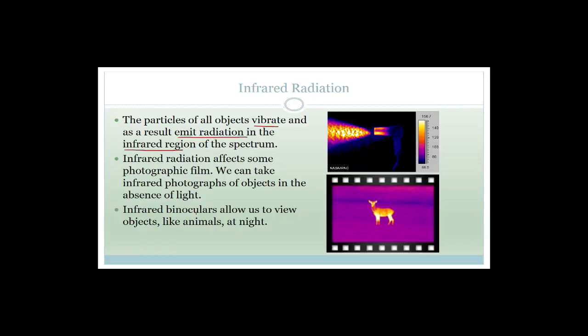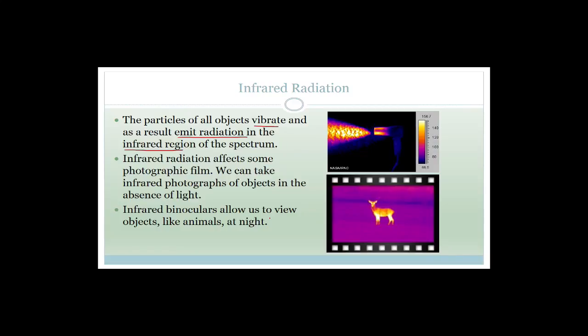You can also use infrared binoculars or infrared photographic paper to allow us to view or take photographs of objects or animals at night. Infrared goggles are actually often used in warfare for soldiers when they are trying to attack people at night. Now, if you've ever watched the movies, you'll see that the infrared goggles that they tend to wear are green in color. At which point you go, but I don't understand, it's infrared, so why are they wearing green?